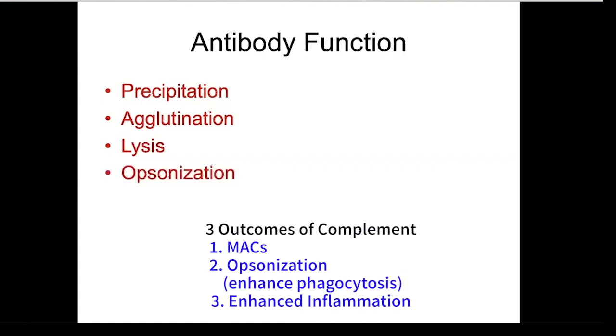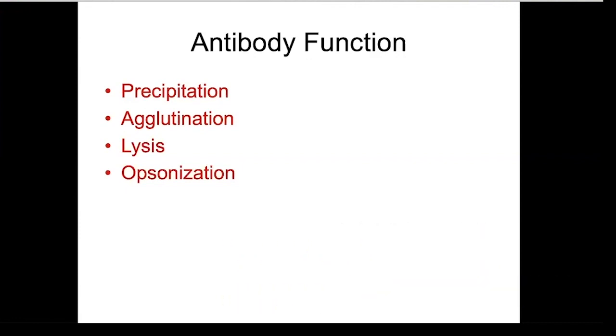Opsonization, this is also an outcome of complement, but in addition, antibodies can function as opsonins. They can bind to the cell that is going to be eaten, the antigen or pathogen, and this will make it possible for phagocytes then to bind to the antibody which is attached to the pathogen so that they can eat it. Neutralization.